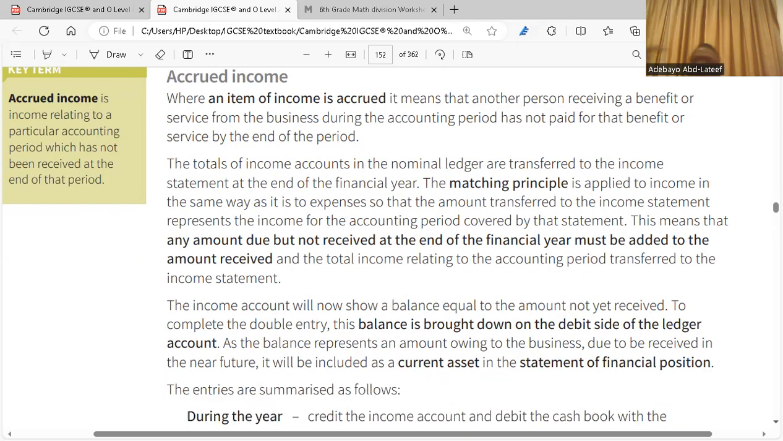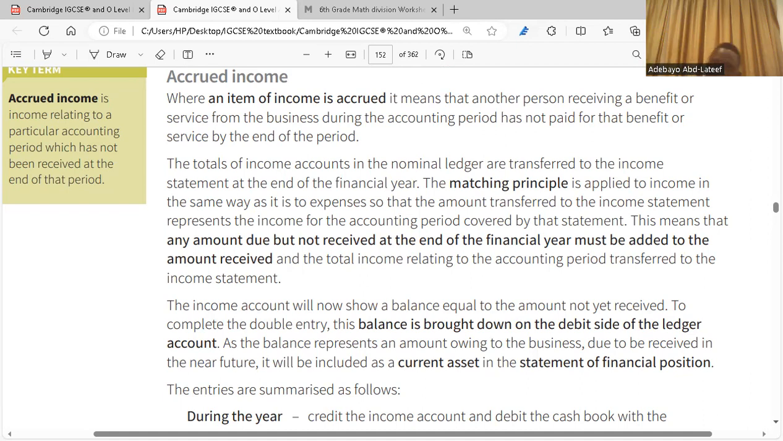So we have to use the matching concept. Any transaction that has been done but the payment has not been received has to be recorded. But what do you do afterwards? You put it in the statement of financial position as income receivable, current assets. Then how can you match it? Match it with the income statement. The income, you record it in your income statement. Yes or no?